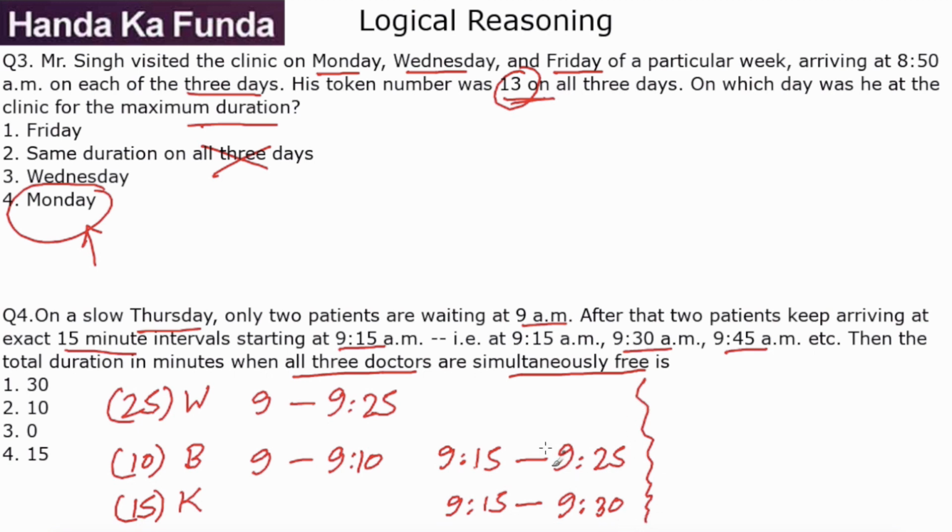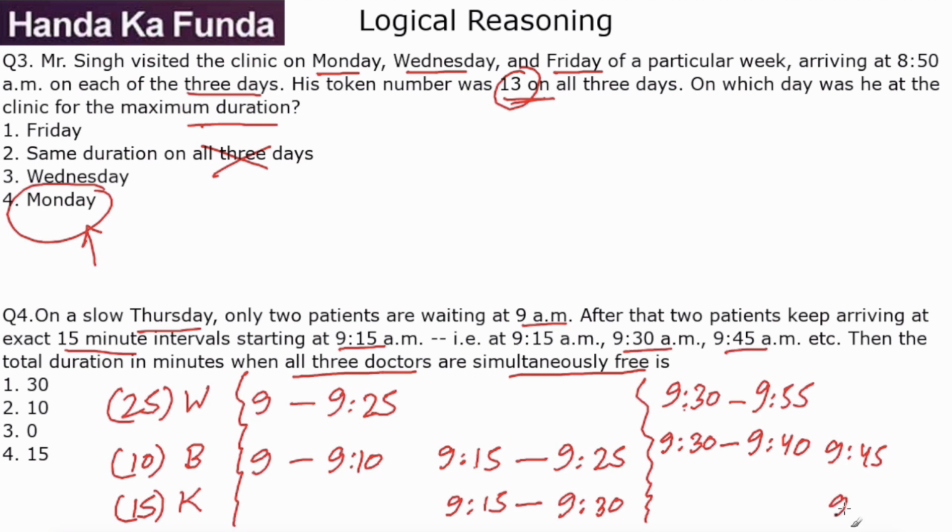But at 9:30, the exact same thing will happen what happened at 9 o'clock. 2 patients are coming in. Instead of coming at 9, they come at 9:30. First guy goes to Wayne, second guy goes to Ben. 9:30 to 9:55, he's occupied. 9:30 to 9:40, the second patient goes to Ben. Then at 9:45, 2 patients come in. At 9:45, Wayne is busy. So 9:45, 2 patients go to Ben and Kane. 9:45 to 9:55, he's here. And 9:45 to 10, the third patient is here.